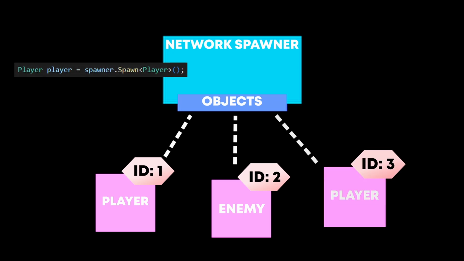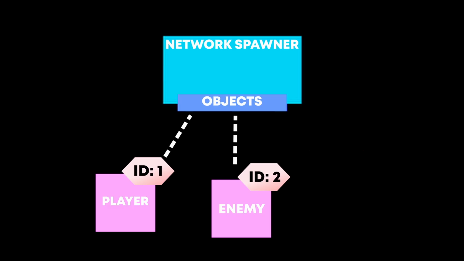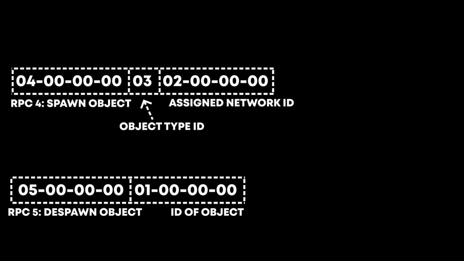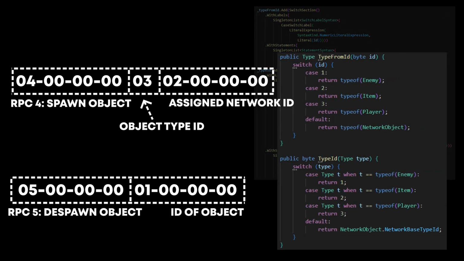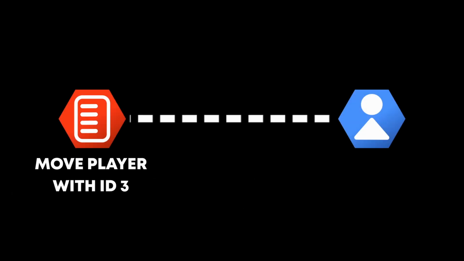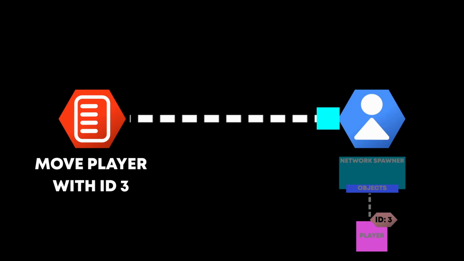I made it so that only the authority is allowed to spawn and despawn objects. That will prevent things like 2 clients spawning objects with the same network ID. I made 2 more RPC IDs, spawn and despawn, and then used a source generator, which is essentially C#'s compile-time feature, to collect all the network object types for your project and assign them IDs. That way the authority can say spawn object type 3 with ID 2, and clients will know that means a player object with the network ID of 2, for example. Then each network object can be referenced by its network ID, so I can say call RPC number 5 on network object 3.